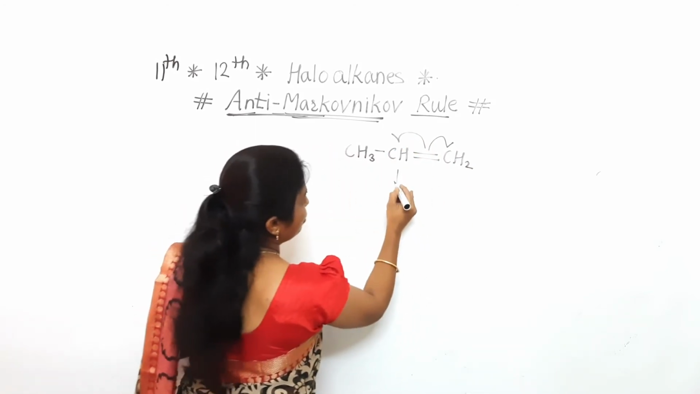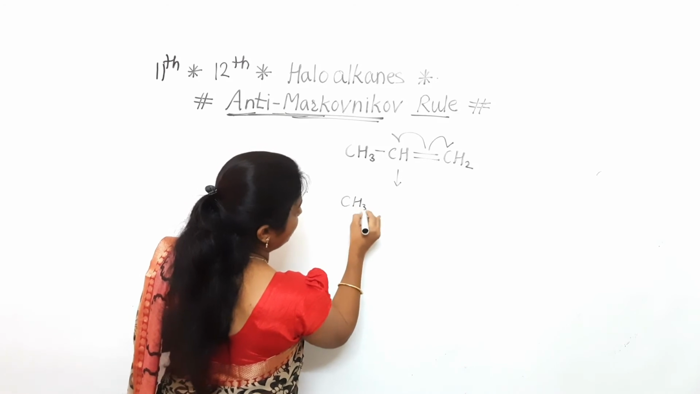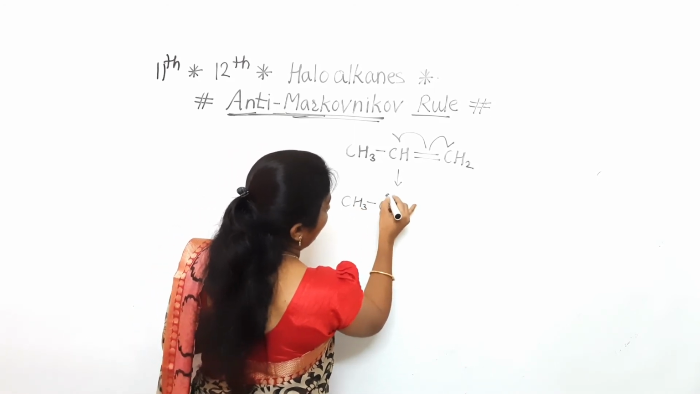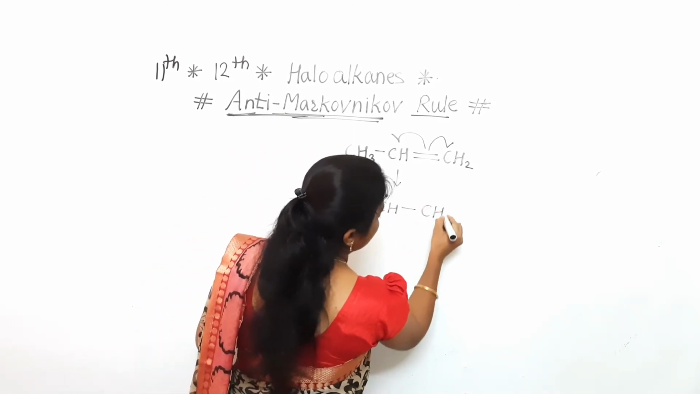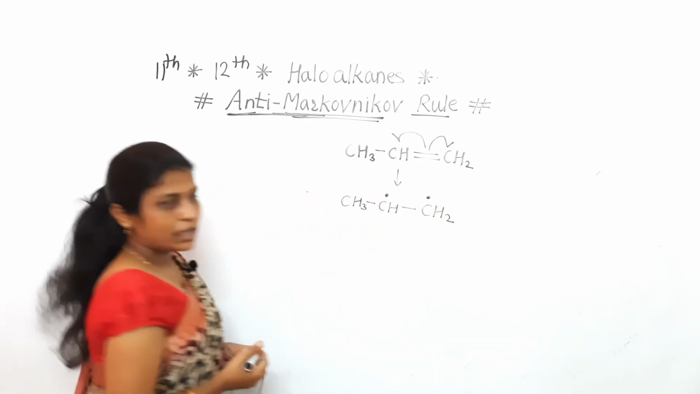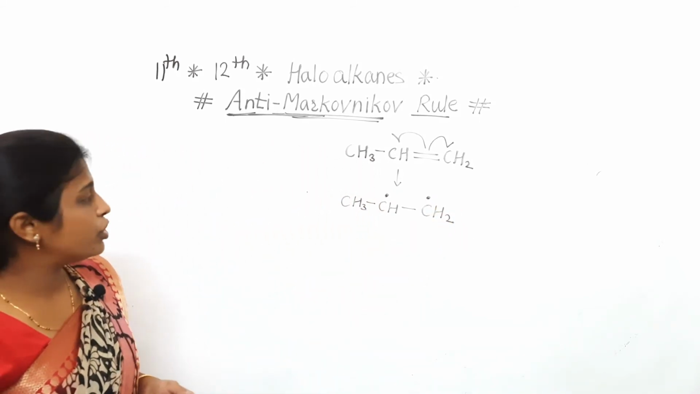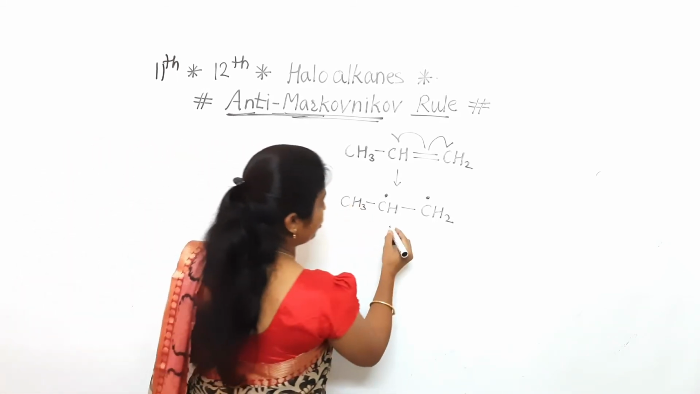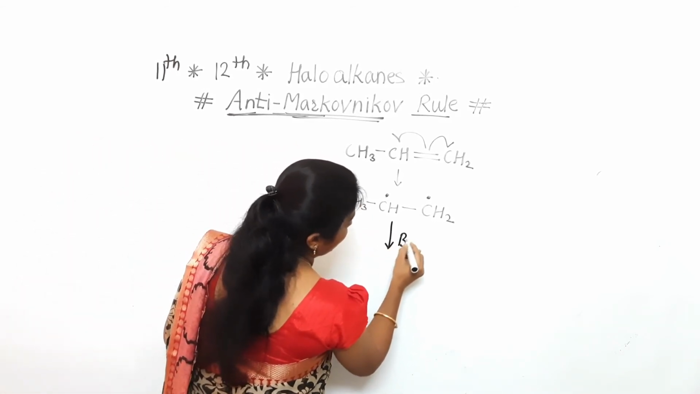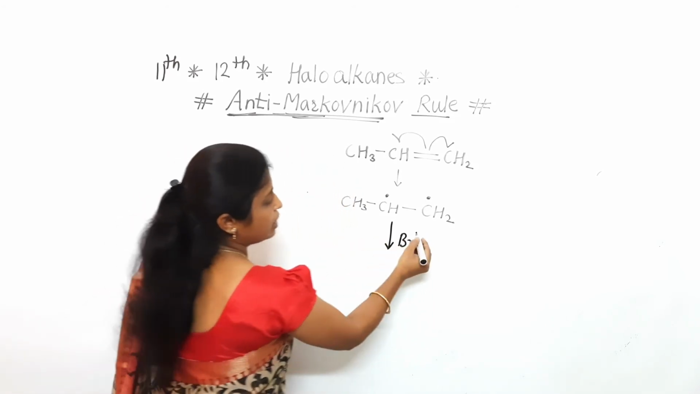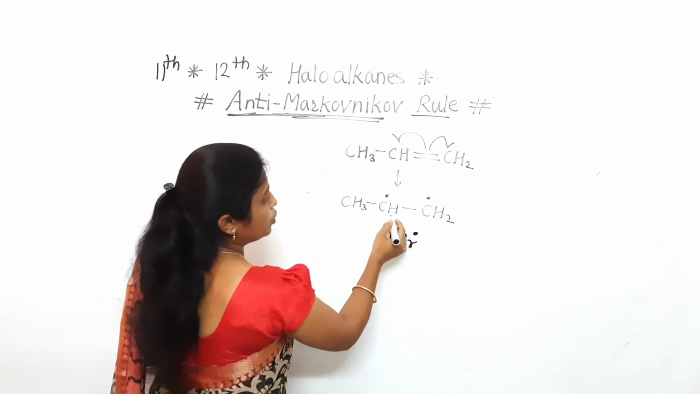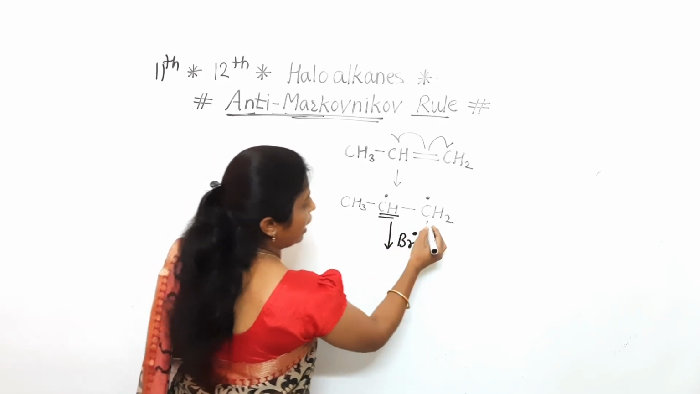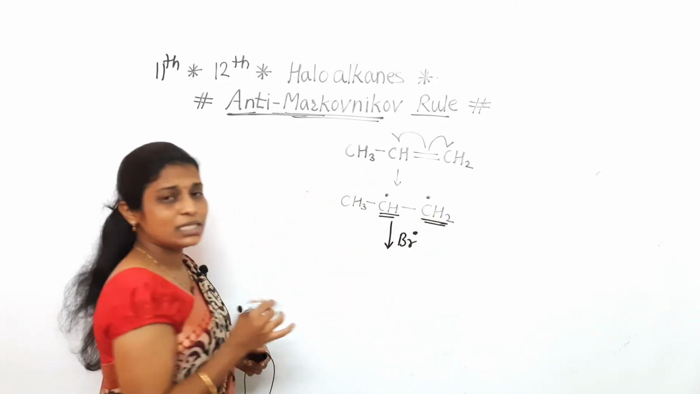So which radical will form? CH3, CH radical, single bond, CH2 radical. Clear to everyone? Now what will happen if we consider that one, the Br radical formed in that previous step, that will react here. But that Br radical has two options. One, to combine with this radical, and second option to combine with this radical.